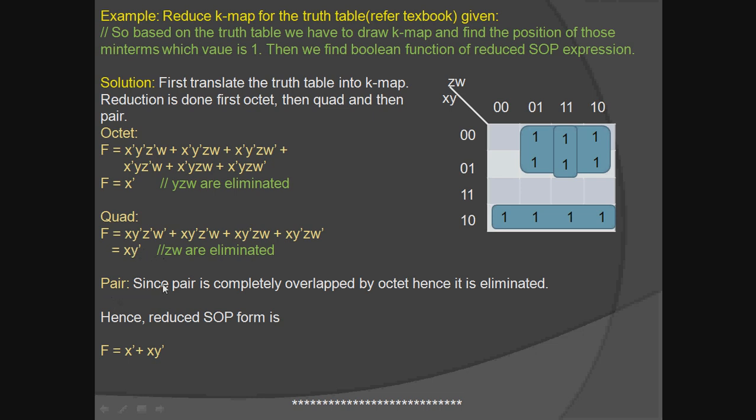Now in the case of the pair, since the pair is completely overlapped by the octet, it gets eliminated. So now the reduced SOP form is f equals x complement plus x y complement, right? You can see that all of these minterm expressions get reduced to only this much. Clear? This way it is very helpful while designing logic gates. All right, in the next video we'll be discussing these logic gates. That is also part of Boolean expression simplification, right?